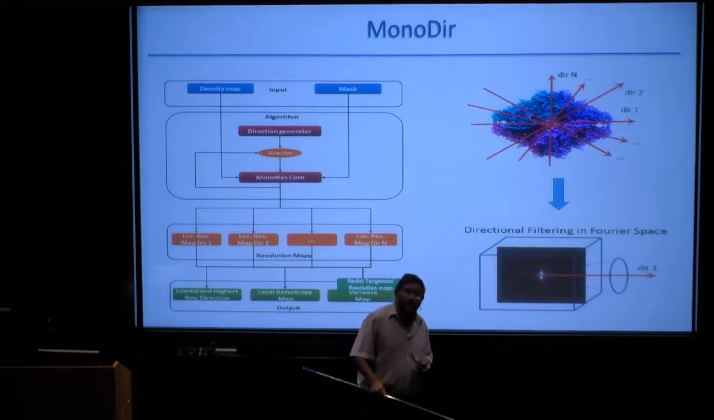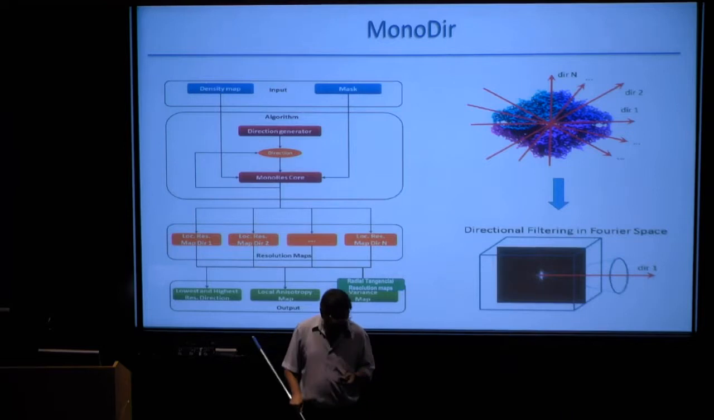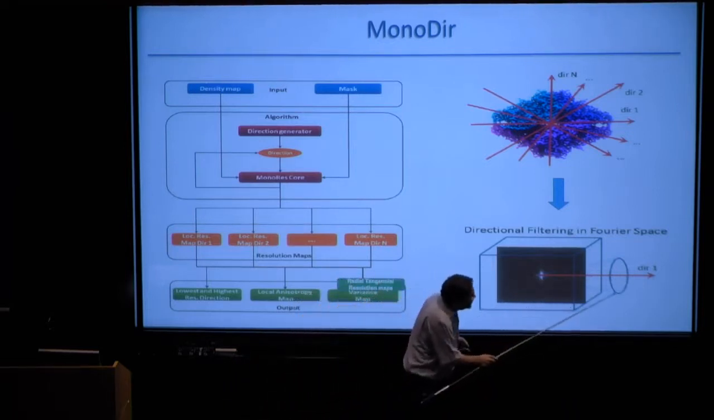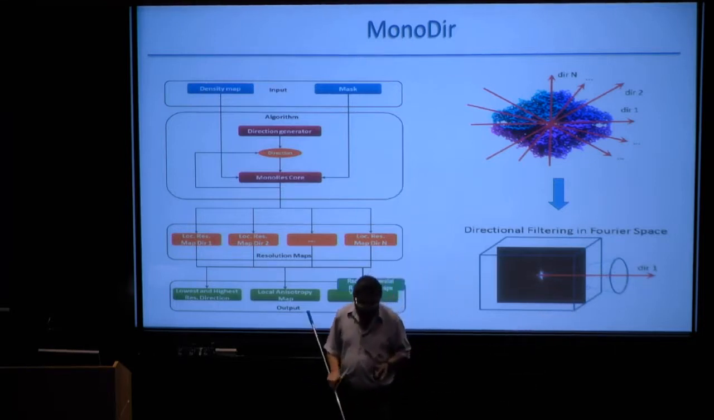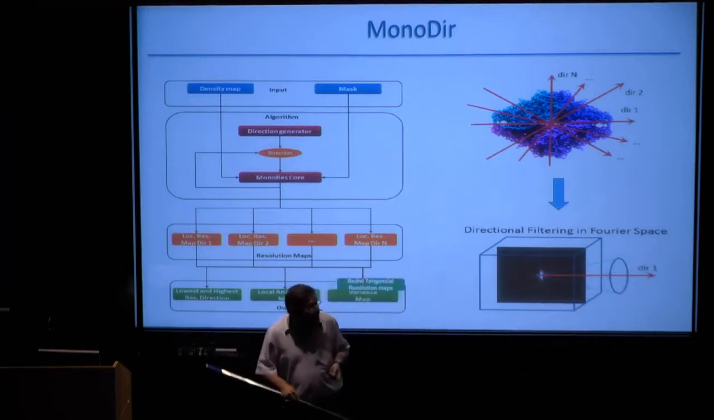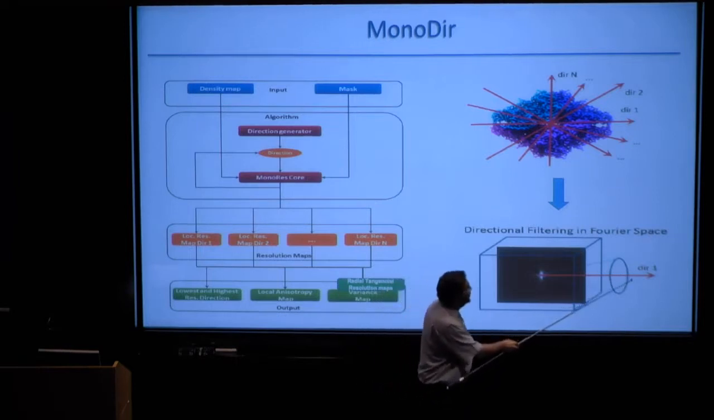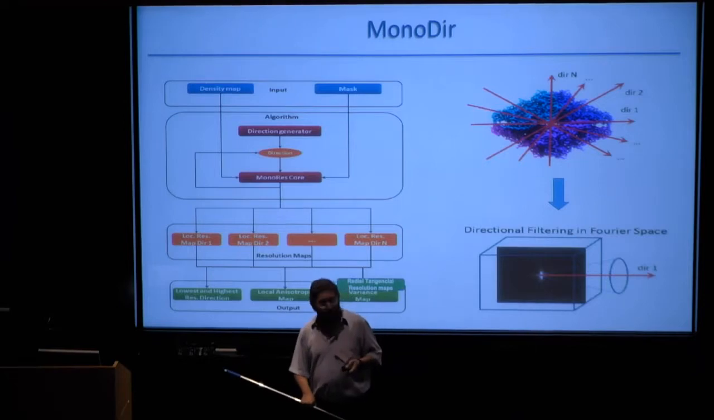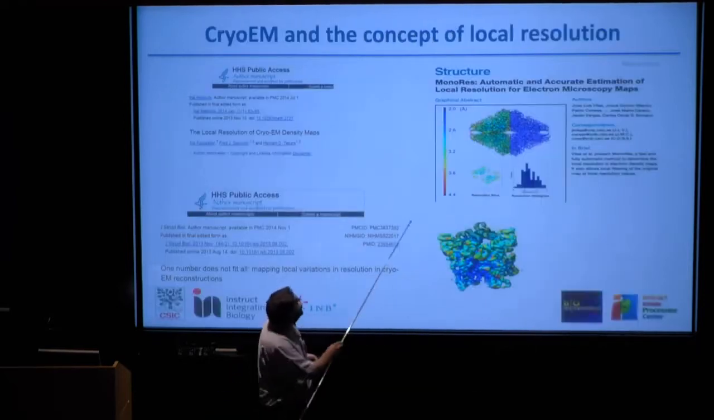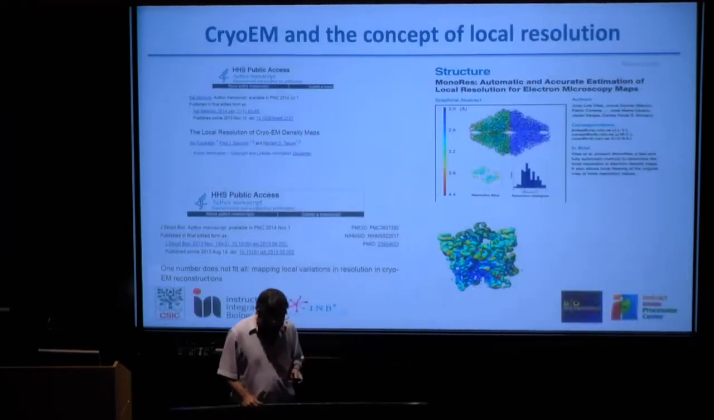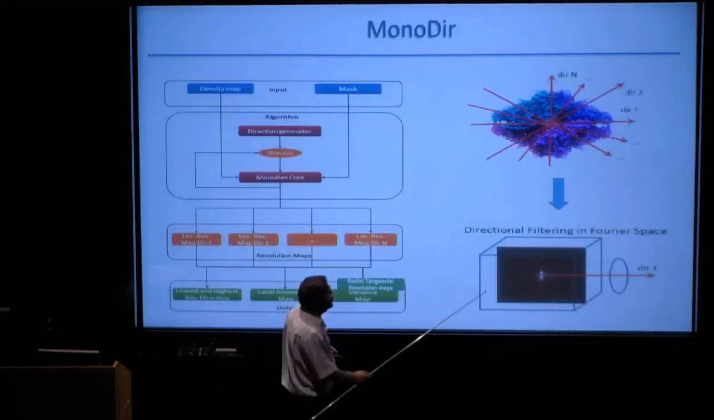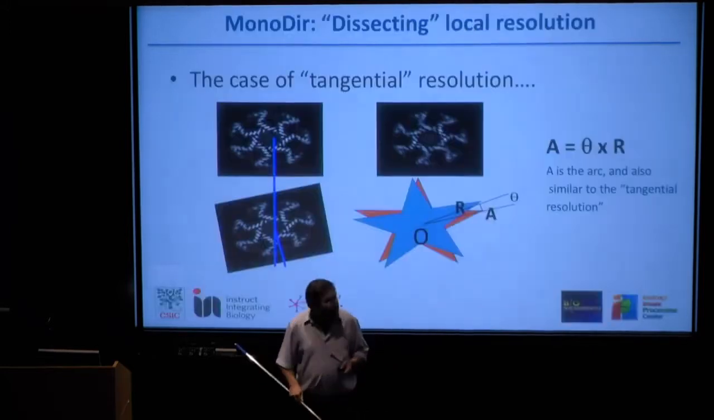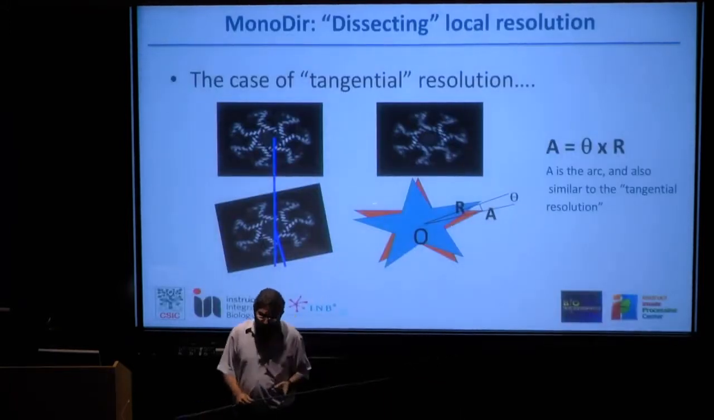So what we did was to modify MonoRes in a way that we were working along a direction, a cone of directions. The center of the cone, we took it as the direction we were working with, and for the rest, we used the normal algorithm that we had used before to calculate the local resolution. So it was just to filter by the frequencies within that cone and to ask how things were.